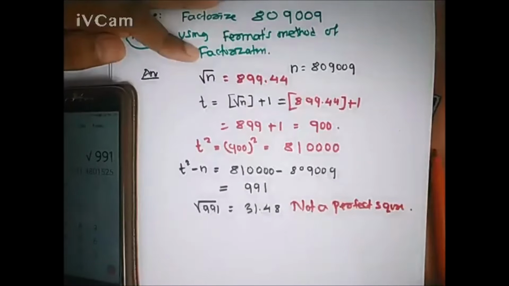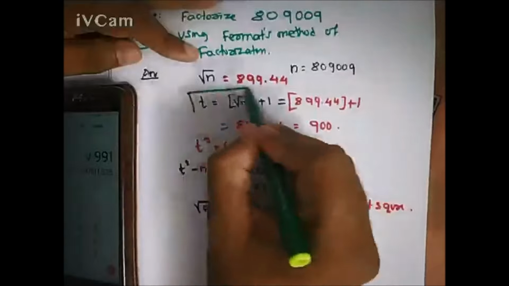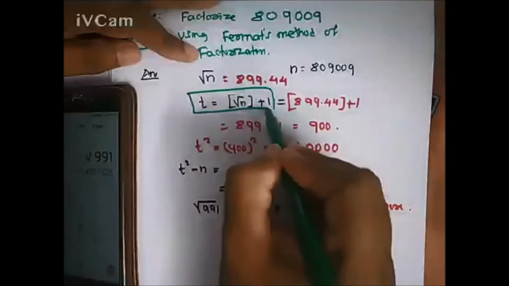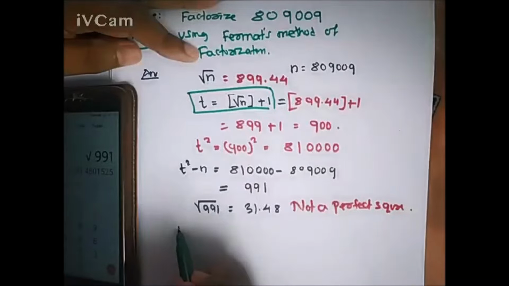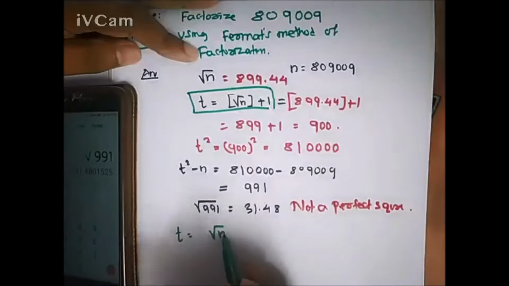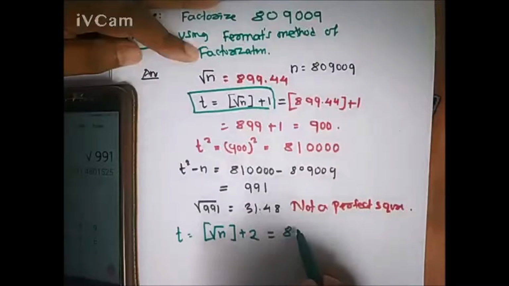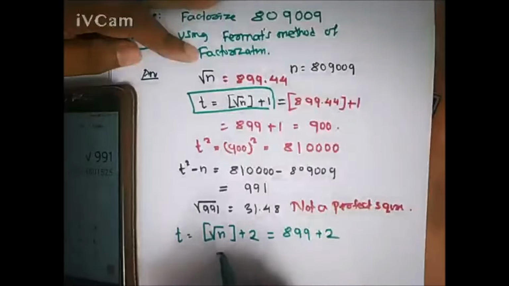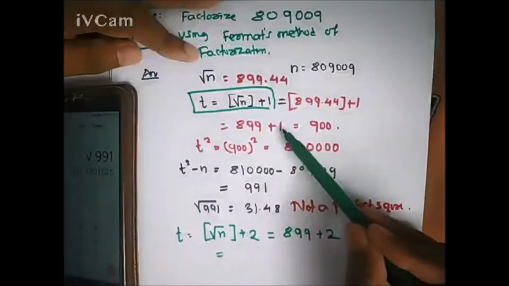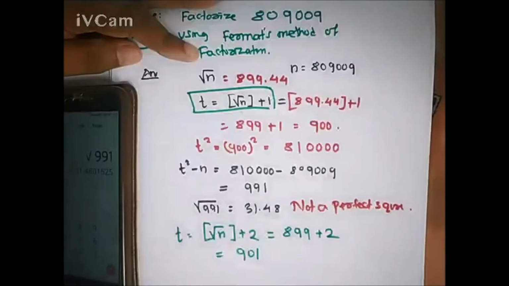So what will be our next step? In our next step, what are we taking? t as this much plus 1. So in the next step, we take t as this value plus 2, that is 899 plus 2. Previously we have taken 1, so here we take 2. So this gives 901.